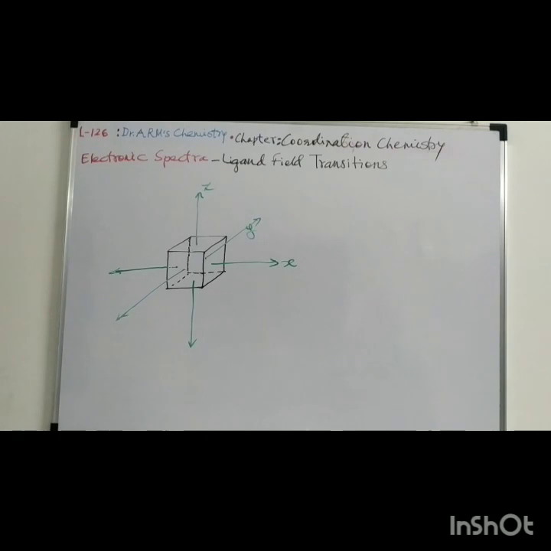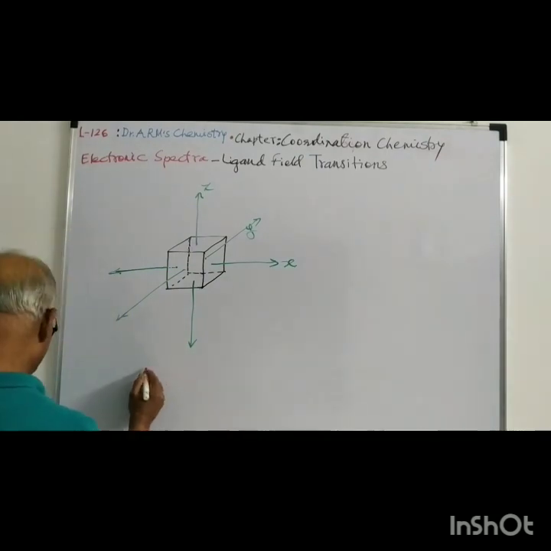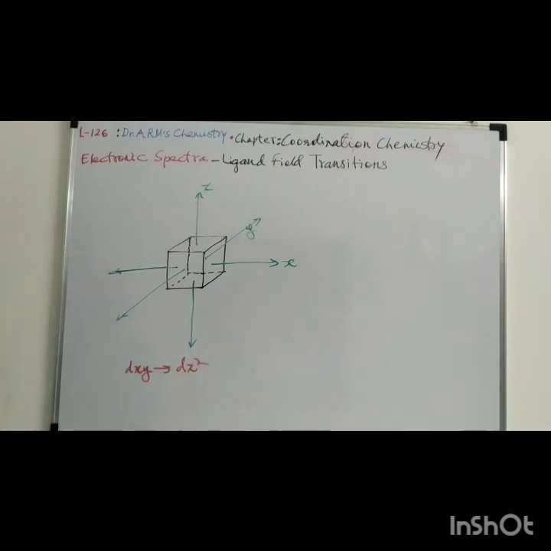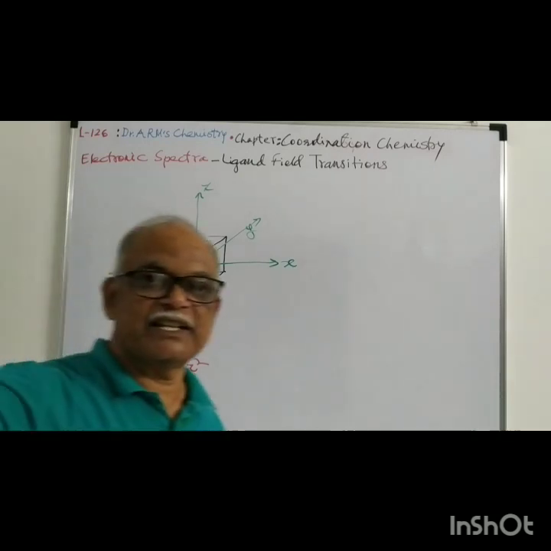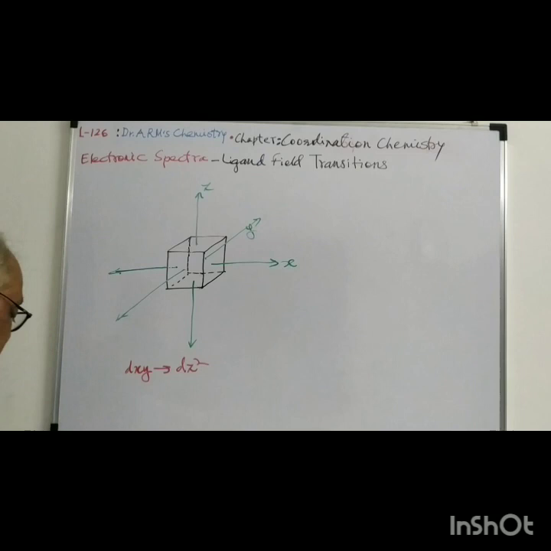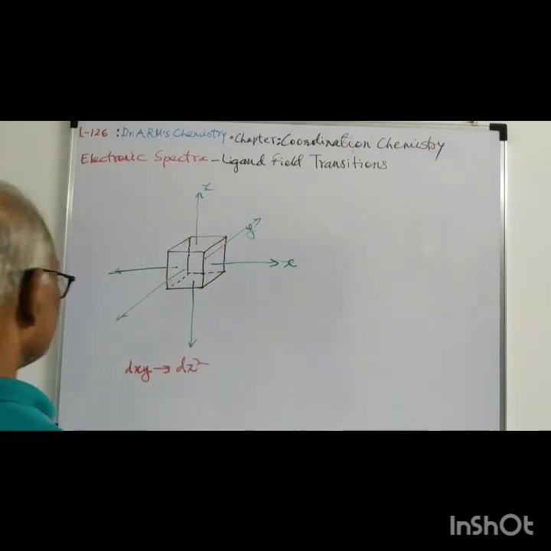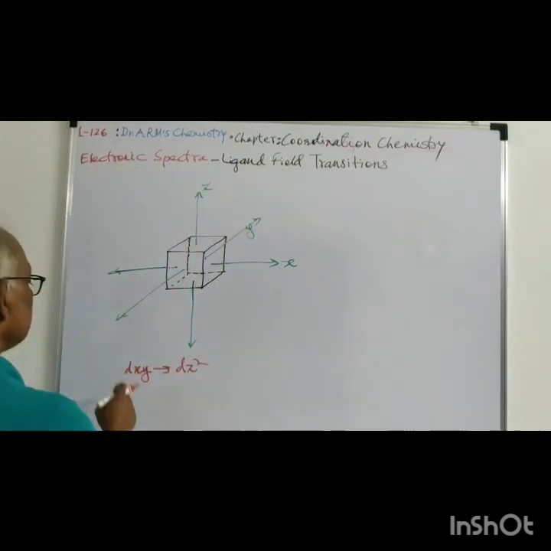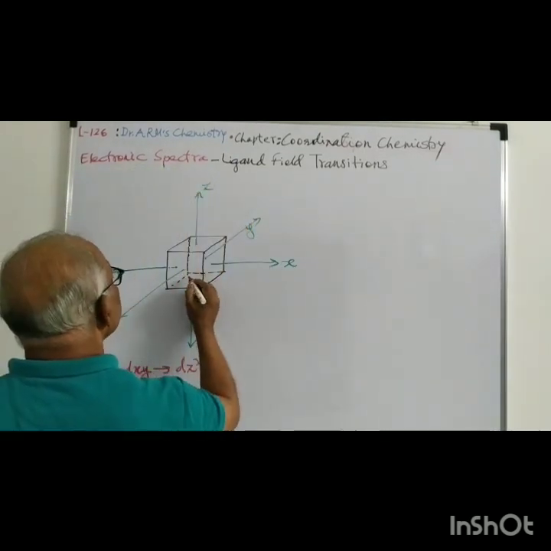So here, first of all, we will see the electronic transition from dxy to dz2. So the electron from dxy orbital is excited to the dz2 orbital. So during this, we should imagine the position of orbitals. So this dxy orbital is oriented.